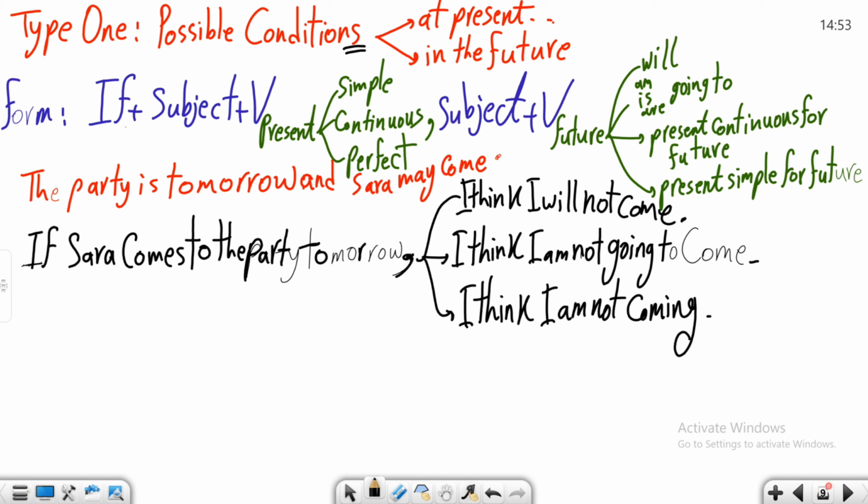The form here is we use if, then subject, verb, in present simple, continuous, or perfect. And then we have the end of the if clause or the subordinating clause. The beginning of the result clause or the main clause is the subject, then verb in the future: will, is, are going to, present continuous for future or present simple for future.